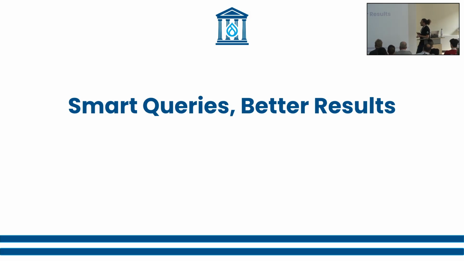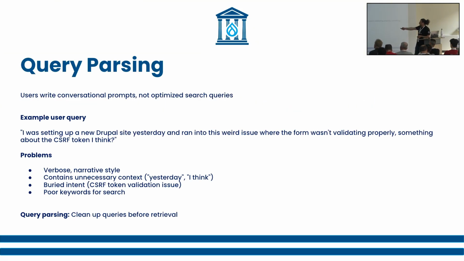So now the issue is that the results are not based only on how we store the content and how we retrieve it. It's also how we write the query. And we know the user can write all types of queries when they are chatting to the chatbot. So in my example here, we use query parsing. For example, the user asks this question: I was setting up a new Drupal site yesterday and ran into this weird issue where the form wasn't validating properly, something about the CSRF token, I think. So as you saw, that's really verbose. There is lots of noise, lots of unwanted information that we don't need.